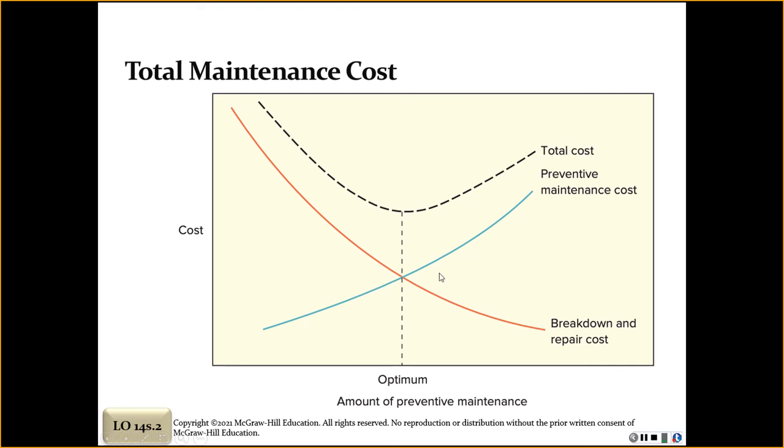And right where preventive maintenance and reactive or breakdown and repair costs intersect, that's the optimal level. Companies usually want to pick an approach to maintenance that's right here in the middle where it's optimal.